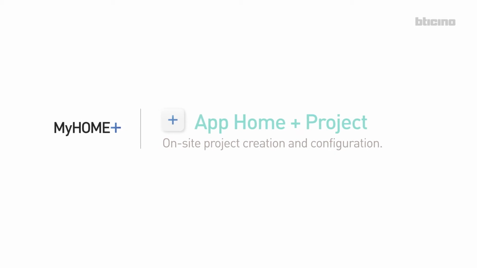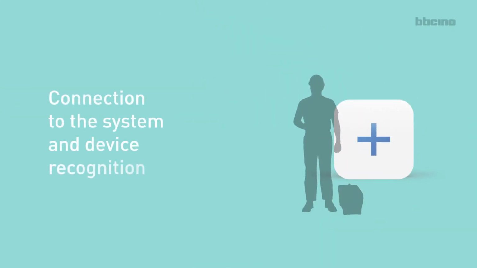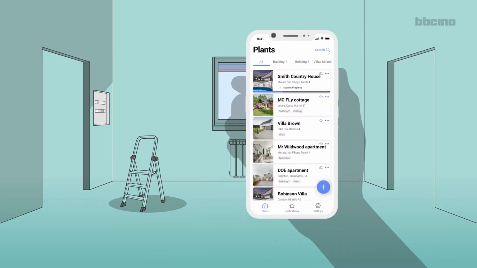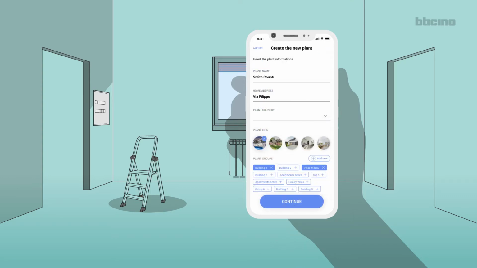Home Plus Project app, on-site project creation and configuration, connection to the system and device recognition. Start the Home Plus Project app and select New System. Enter the project data and assign an icon or a group.